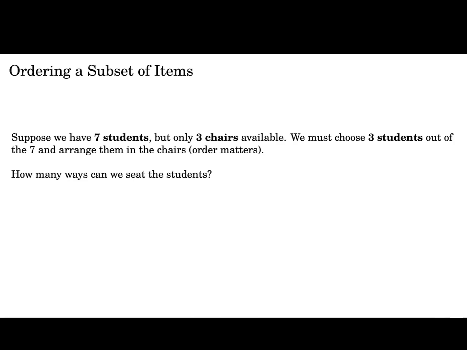Suppose we have 7 students, but only 3 chairs available. And we want to choose 3 students and arrange them in the chairs. So in this case, the order matters. And what we mean by that, of course, is if Alice sits in the first chair and Bob sits in the second chair, that is different for us than if Bob sits in the first chair and Alice sits in the second chair. So let's count all the possibilities.